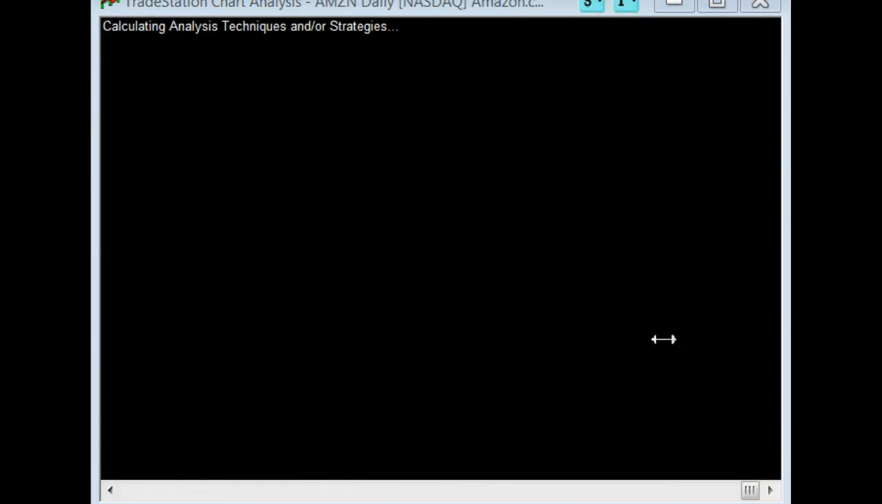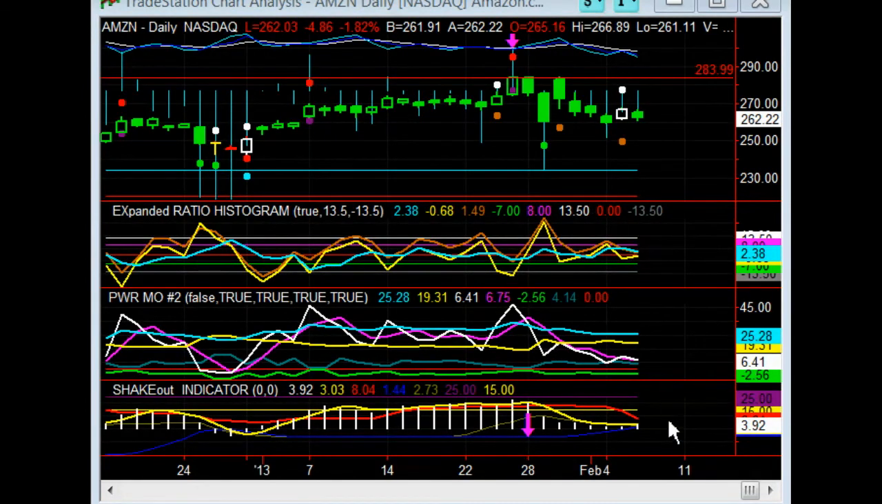I haven't looked at Amazon in a couple of, well, actually I looked at it a little bit earlier. And what I was noticing about it is I didn't like it from a buy standpoint because we've been cascading on the PowerMo, and I just want it to be oversold. I'm just not interested.